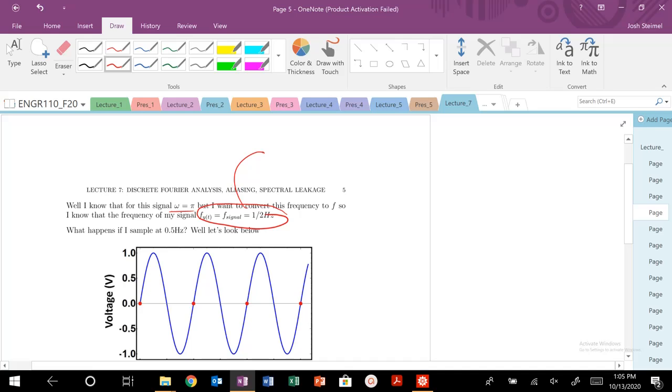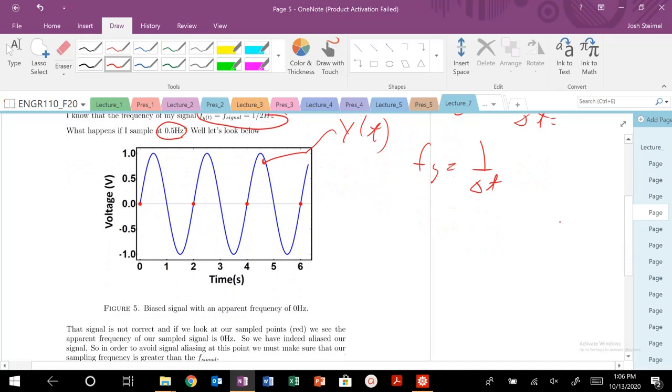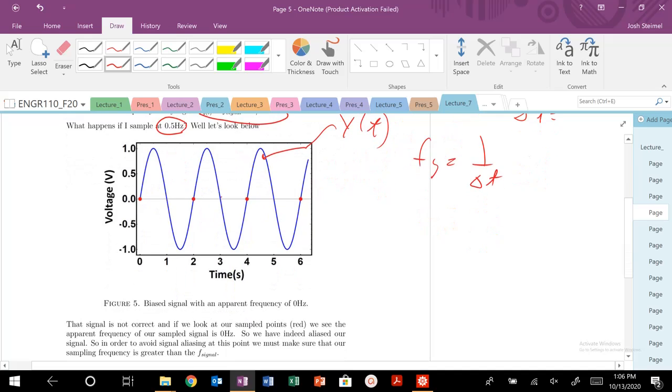So let's see what happens if I sample this signal. This is my original signal y of t. Let's see what happens if I sample at an f_s equal to 0.5 hertz. So f_s equals 1/2, and I know that f_s is equal to 1 over delta t. So I know that my delta t here is equal to 2 seconds, and you can see that right here. So this is the signal that I'm measuring.